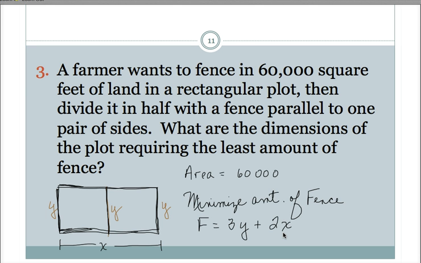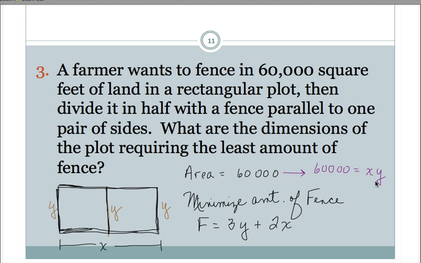As we saw in the last example though, we can't have 2 different variables. We cannot have both an X and a Y. So this is where we need a secondary equation. This is where the area comes in. Remember, we knew our area was 60,000. So think about how you get area, length times width. So that's just going to be X times Y.